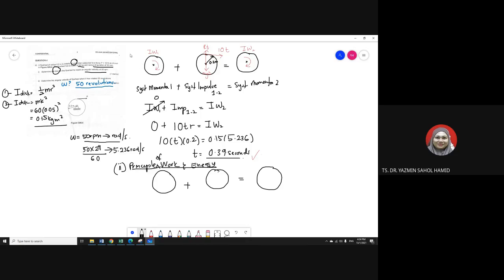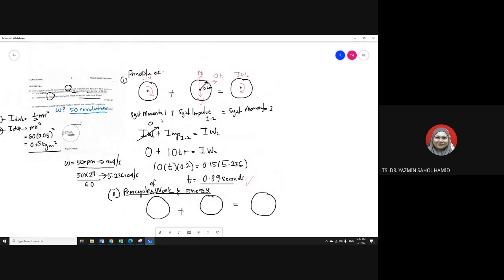For question number 1 just now, what we did was we used the principle of impulse and momentum. This is for the first question. Now we're going to go to the second question, where we're going to use work and energy.